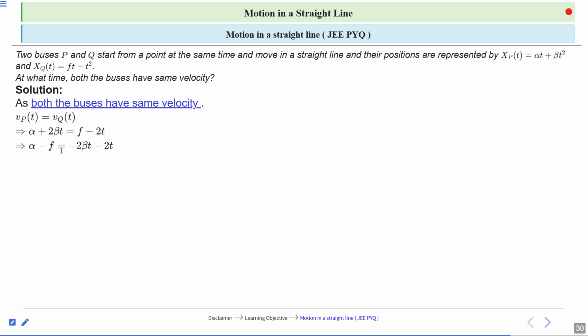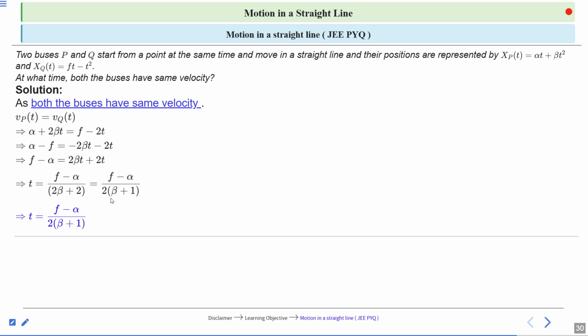So just solving this, f minus alpha equal to 2 beta t plus 2t. So t is equal to (f minus alpha) divided by (2 beta plus 2), equal to (f minus alpha) divided by 2 into (beta plus 1). So this is the time at which both buses have the same velocity. Clear?